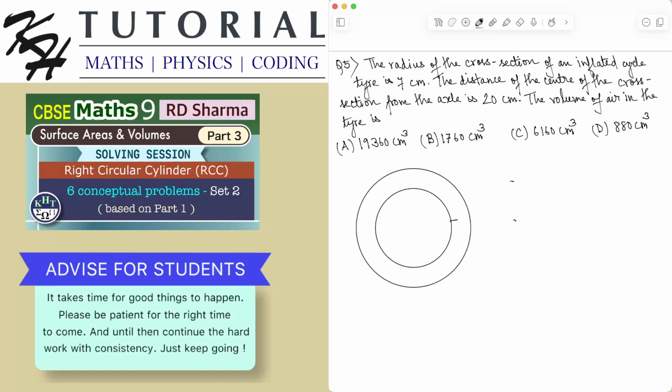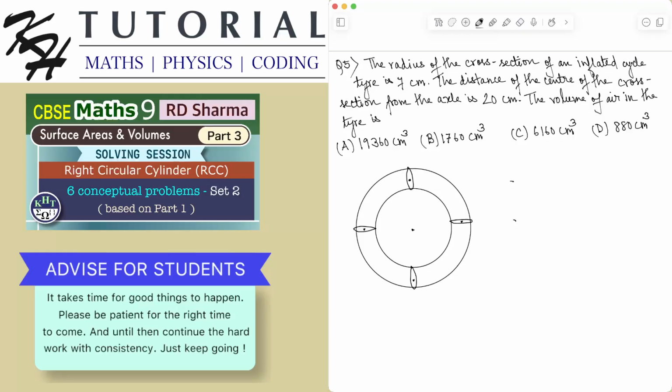So this is the cross section of the tire. These are all cross sections. This is the center. This is the center. Let's say this is another cross section. This is the center. Another cross section. This is the center, and this is the axle.